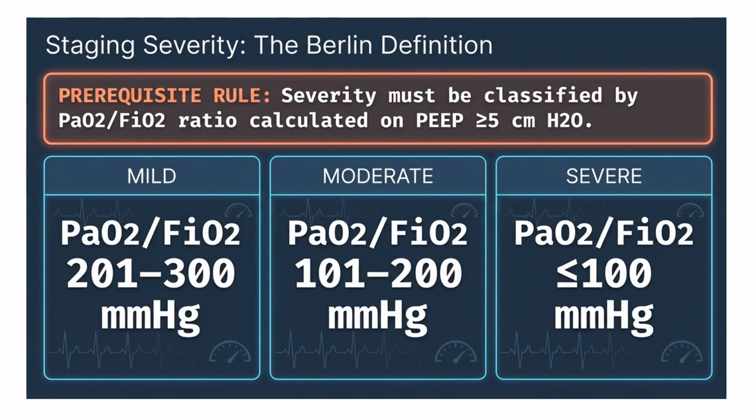So how can we stage the severity of ARDS? We can stage with the Berlin definition. In the Berlin definition, we require ABG. With ABG, a PaO2 to FiO2 ratio of 200 to 300 is mild, 100 to 200 is moderate, and less than 100 is severe. According to the Berlin criteria, we classify it like this.